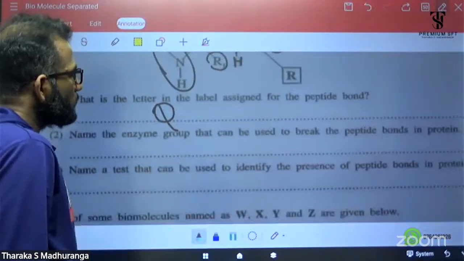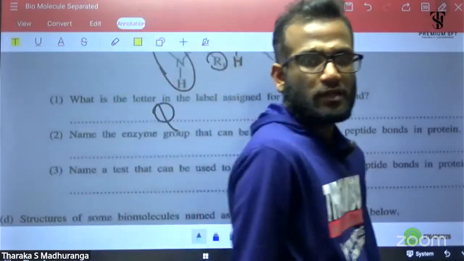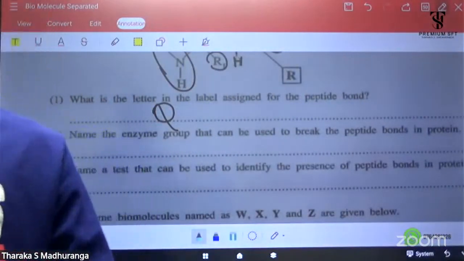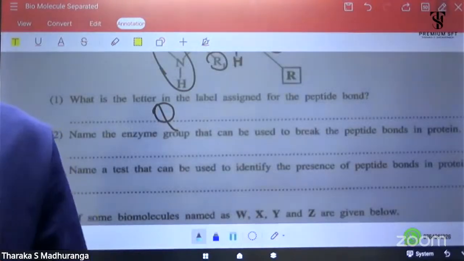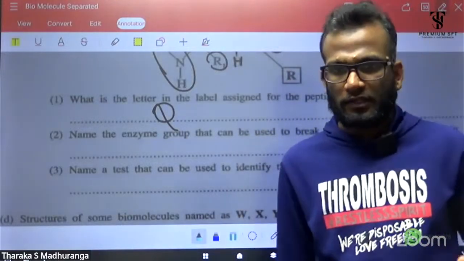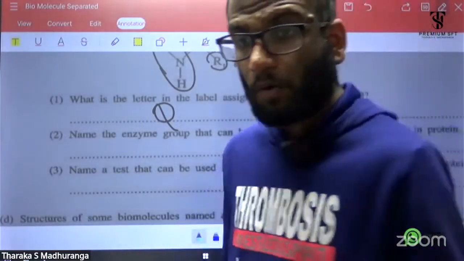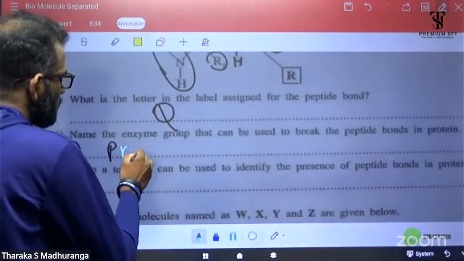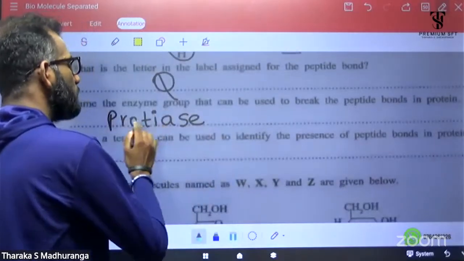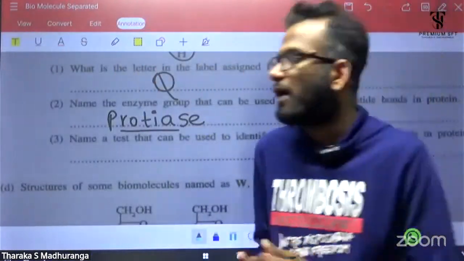Name the enzyme group that can be used to break the peptide bonds in protein. Okay, what is the enzyme that we can use to break the peptide bond? Yes, very good. Protease enzyme. By protease enzyme, we can hydrolyze and break down protein into its simple form, amino acids.